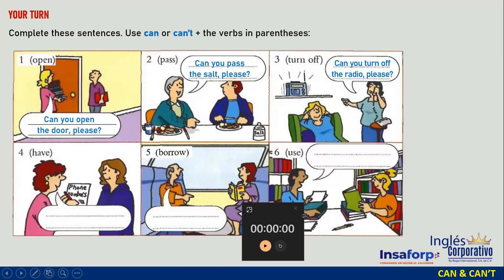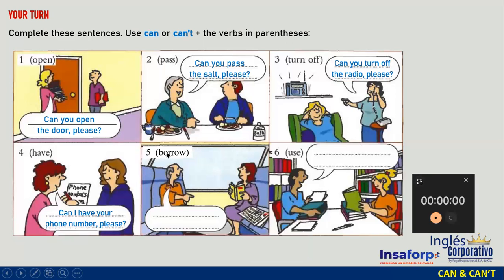Can you have phone number? Aquí le voy a dar una ayudadita. Porque le está diciendo que le dé su teléfono. Entonces, decimos en inglés, can I have your phone number, please? Ajá, pero muy, muy bien. Buen intento. Can I have your phone number? ¿Me puedes dar tu número de teléfono?